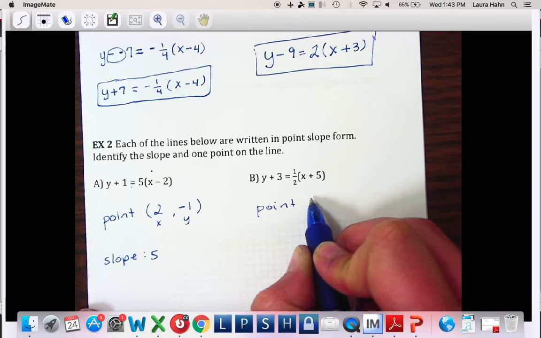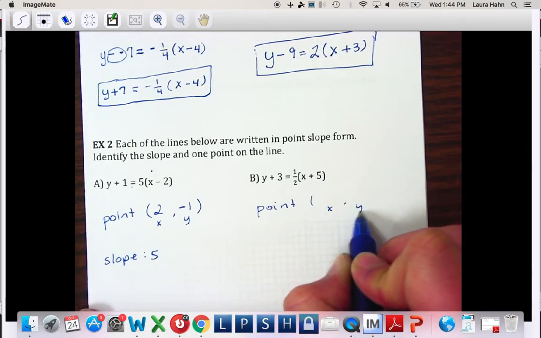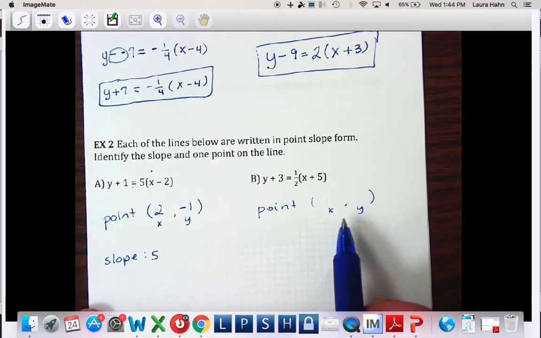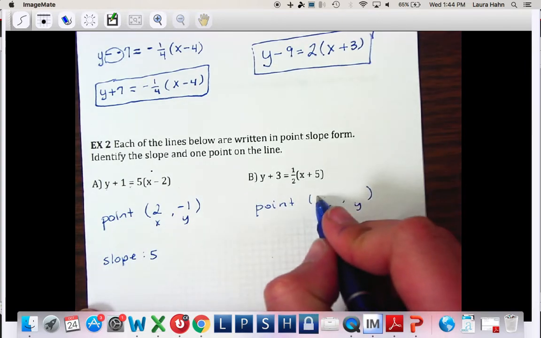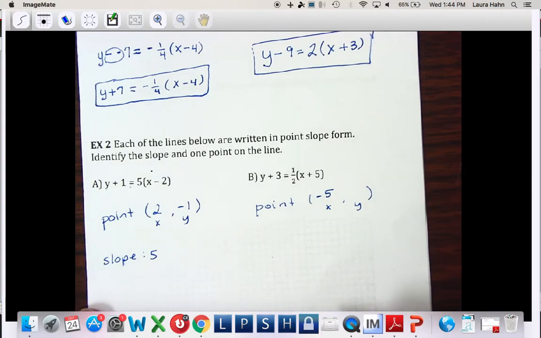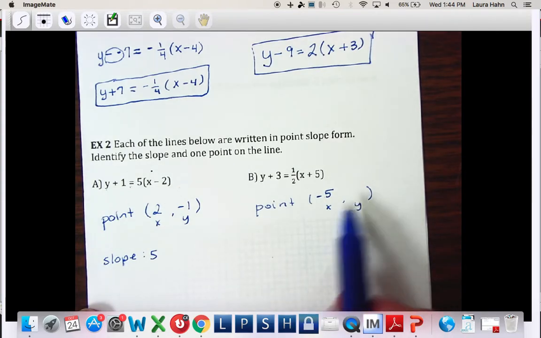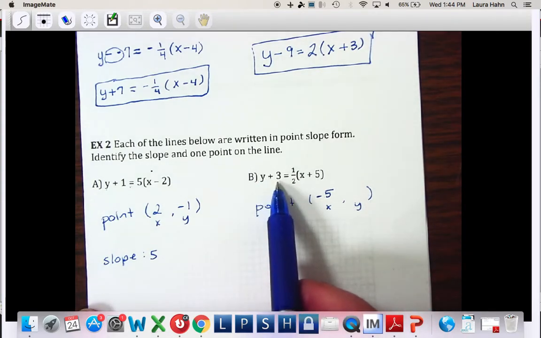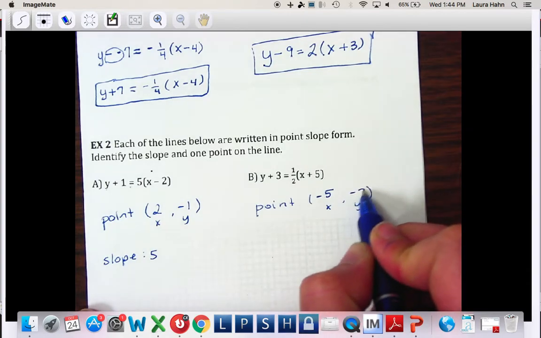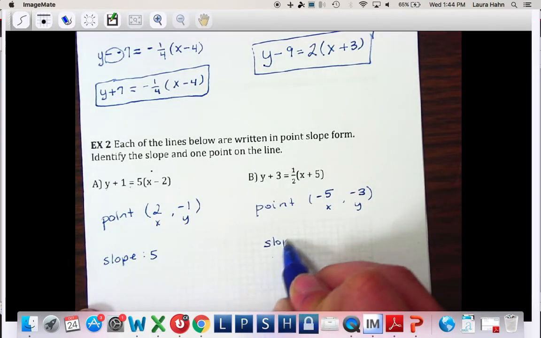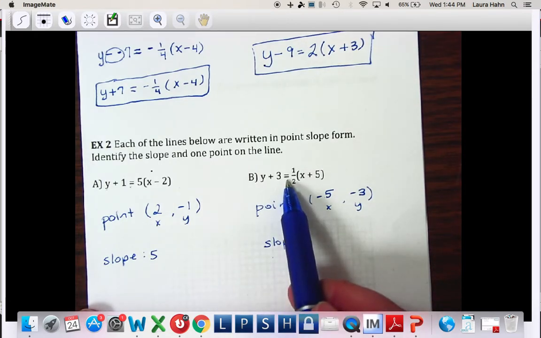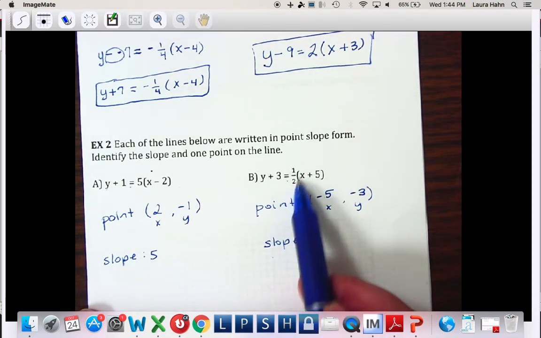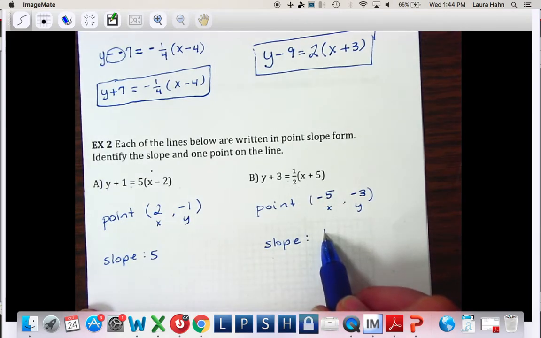So let's find our point. Remember, think opposite. So to find x, look by the x. I see a +5, so the opposite would be a -5. To find the y, we look by the y. I see a +3, so the opposite would be a -3. All right, so now we find our slope. To find slope, we look after the equal sign and in front of the parentheses, so my slope is 1/2.